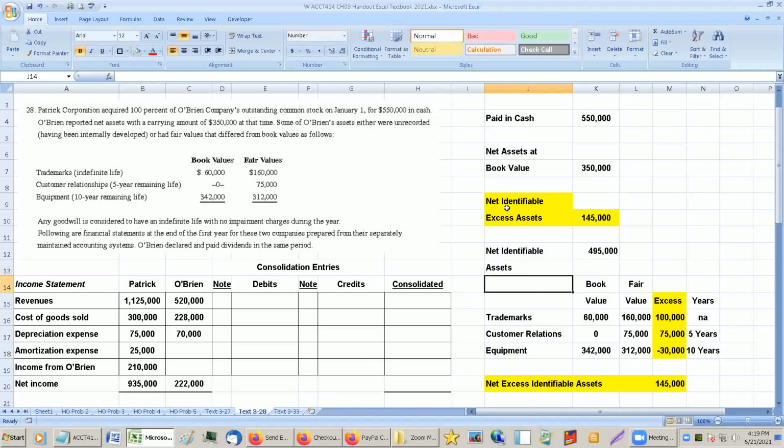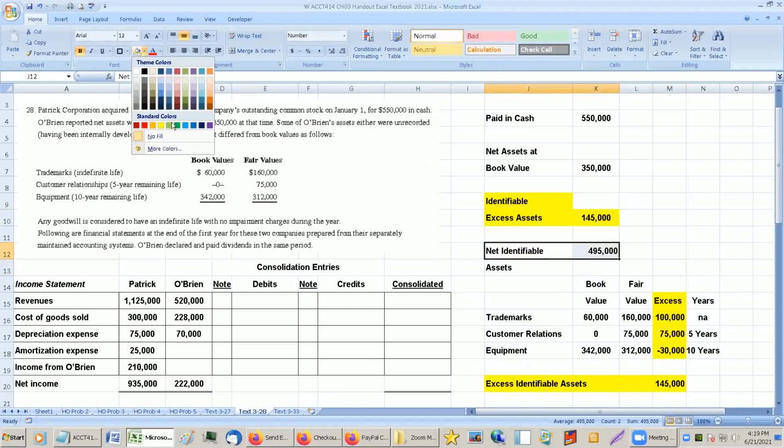I realize I shouldn't put this net in here because that's going to be confusing to have two nets in there. This is just the excess. So identifiable excess assets, that's a negative. Net identifiable assets, these are not excess, these are all total assets. We'll leave that.